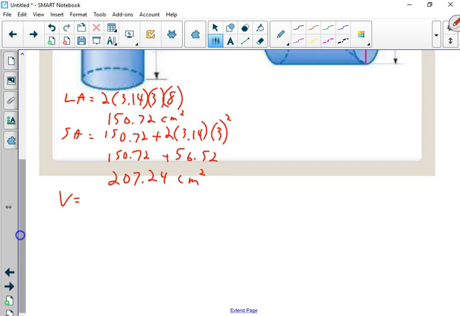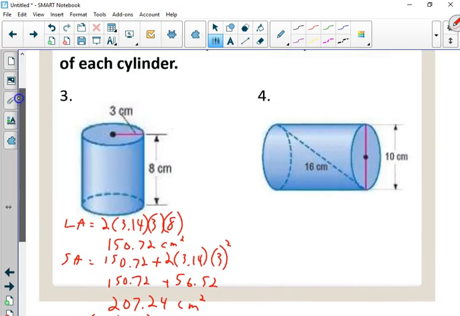And then volume is pi r squared h. Pi r squared h. 3 squared is 9, times 8 is 72, times 3.14. 226.08 cubic centimeters. Remember, if you hit pause any time in this, go ahead and do it.